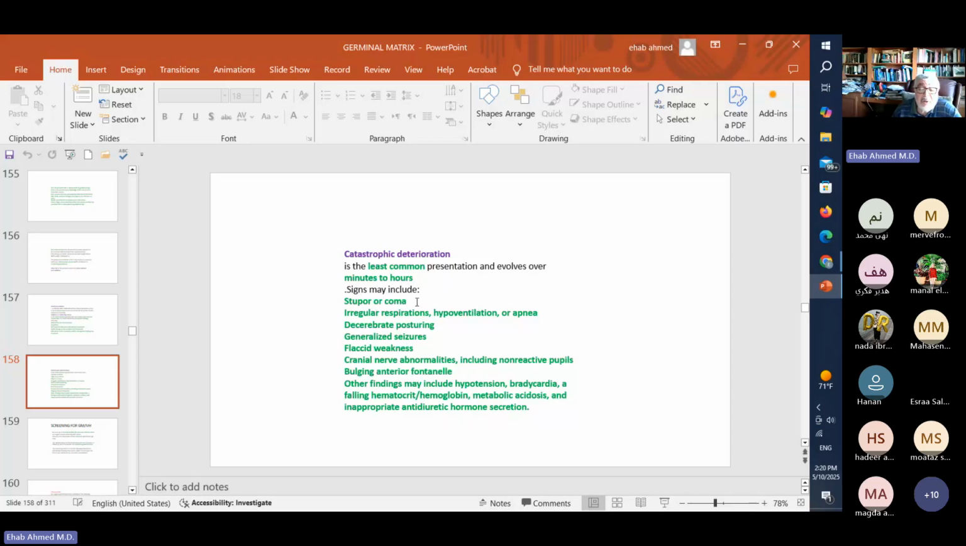You have to code this baby. The baby will go into, in seconds or minutes, coma, irregular breathing, hypoventilation, apnea, decerebrate posturing, seizures, flaccid weakness, cranial nerve abnormalities, bulging anterior fontanelle, and other findings: hypotension, bradycardia, etc. And of course, anemia.